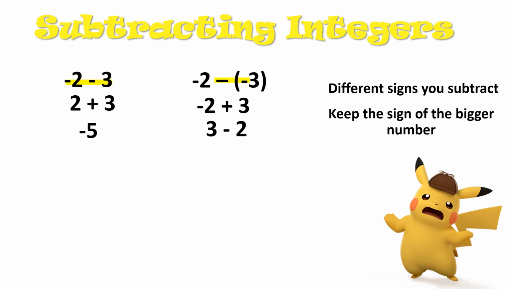And then you're going to keep the sign of the bigger number. So this 3 here doesn't have a sign in front of it. That means it's positive. So after we're done, 3 minus 2, you all know is 1. It's going to stay positive because that 3 is our bigger number and it is positive.